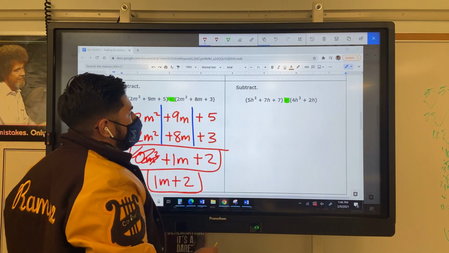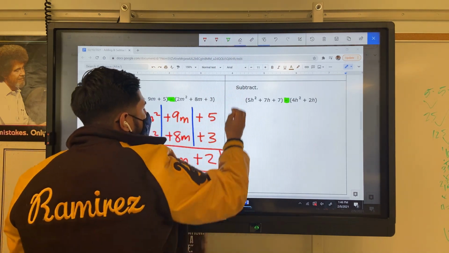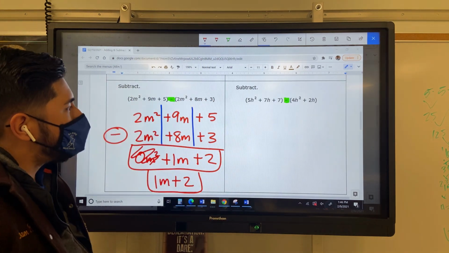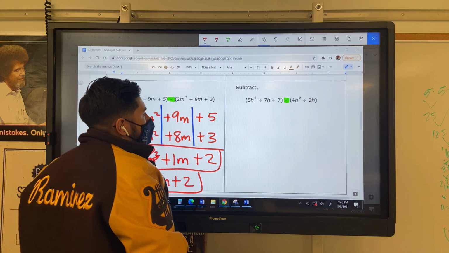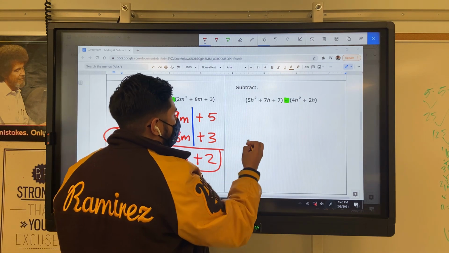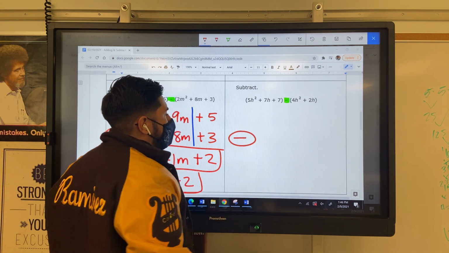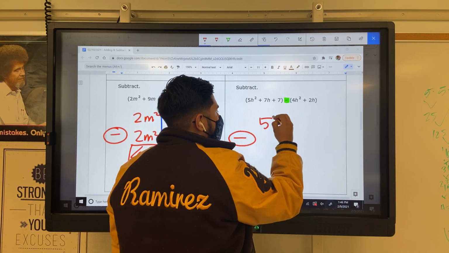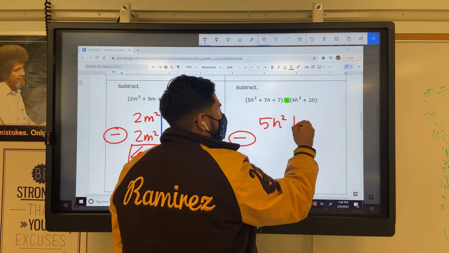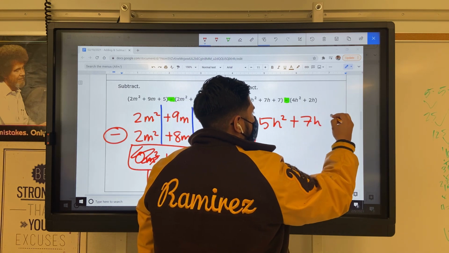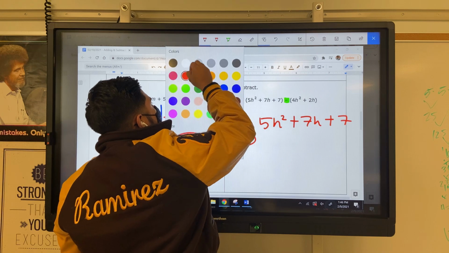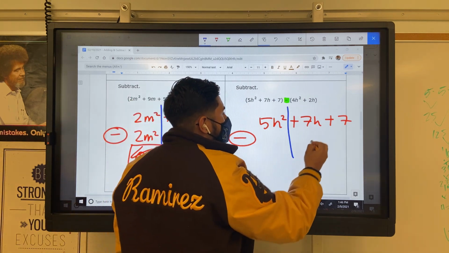Let's keep going. Dang, I'm a little disappointed, but we're okay. No worries. Again, right here, we're subtracting, so I put the minus sign. I'm going to put the first polynomial first. 5h squared plus 7h plus 7. Put my little lines to make sure I know who goes where.